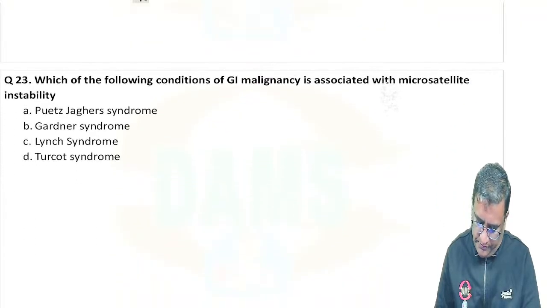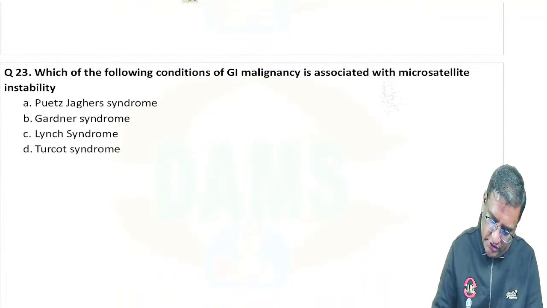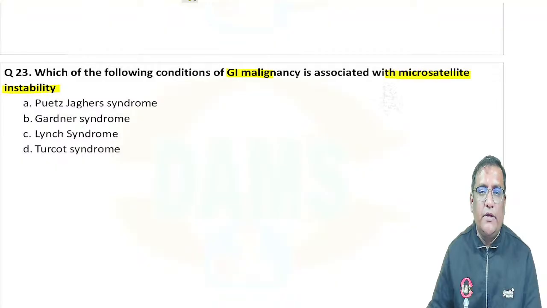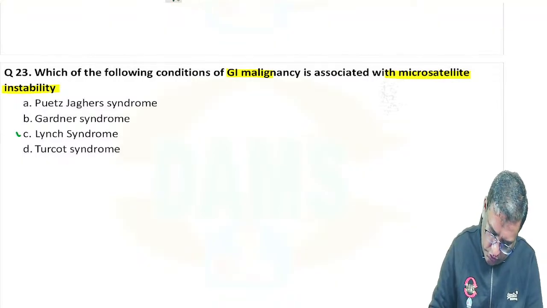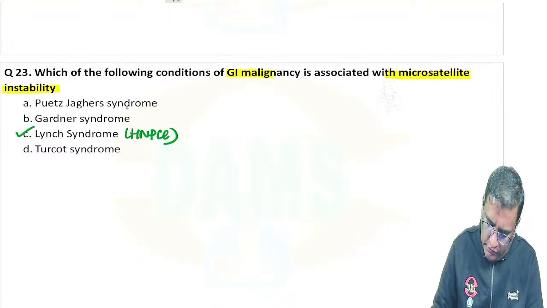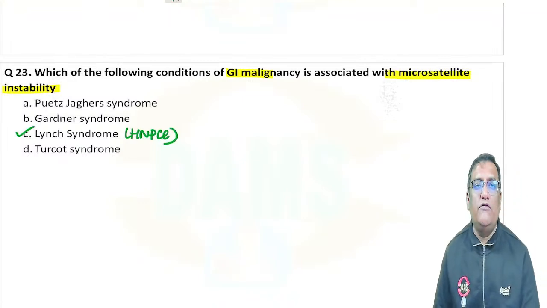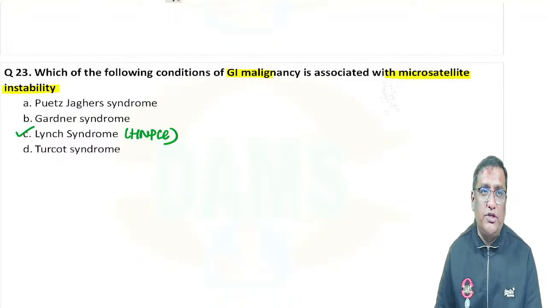Next question. Which of the following conditions of GI malignancy is associated with microsatellite instability? Yes, what is microsatellite instability? Which condition is associated with MSI? Microsatellite instability is associated with HNPCC, also known as Lynch syndrome. Peutz-Jeghers syndrome? No, it is due to STK11 mutation.